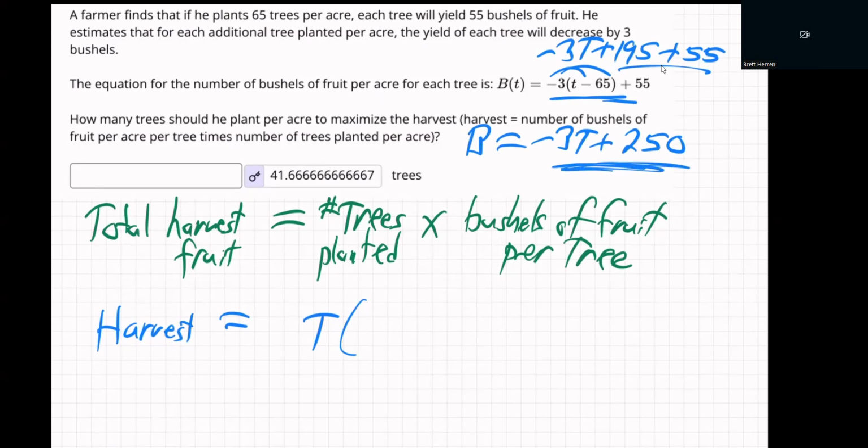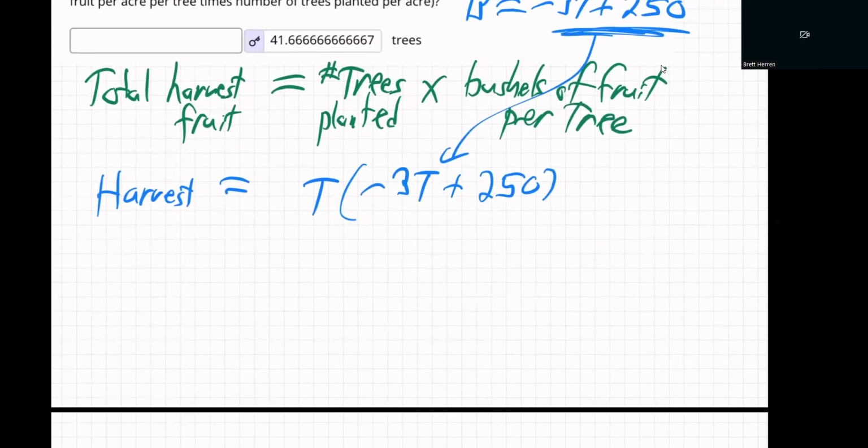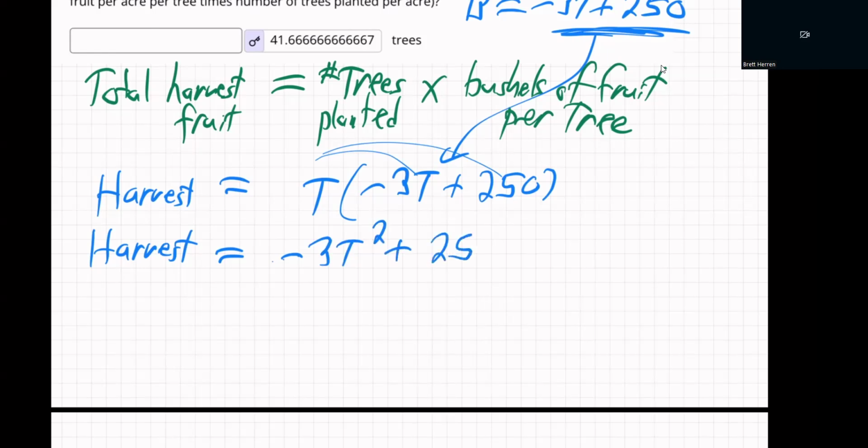And so that's what we bring down here, minus 3t plus 250, number of bushels of fruit. So then the harvest formula is, distribute, here we go, minus 3t squared plus 250t. So there's the harvest formula.